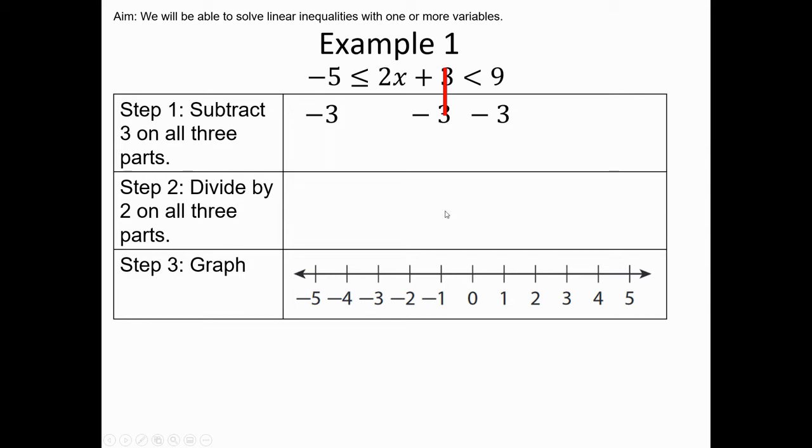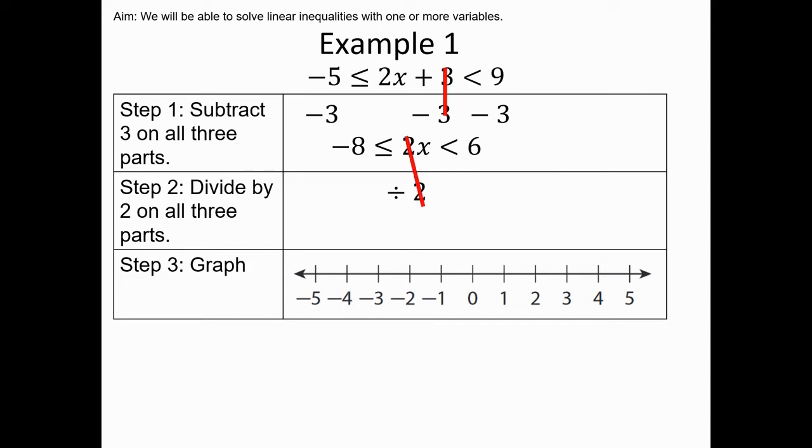Now I'm going to simplify it so that we have 2x, and then -5 minus 3 is -8, and then 9 minus 3 is 6. Notice nothing happens to the inequalities, they just drop down because we didn't divide or multiply by a negative number. Now I still haven't solved for x yet because I see a 2 right there, 2 times x. The opposite of multiplying by 2 is to divide by 2. So I divide that by 2 because it's going to cancel out.